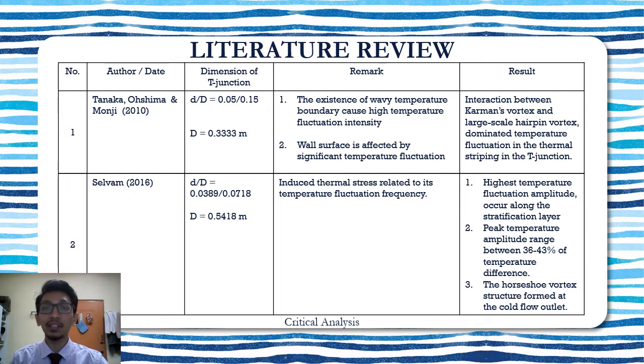The first is by Tanaka, Oshima and Monji in 2010. Based on their studies, the fluid temperatures will indicate whether thermal striping is happening in the fluid flow. The thermal striping phenomenon is present if the graph forms a sinusoidal wave pattern, indicating abrupt increases and decreases in fluid temperatures. Secondly is a study by Selvam in 2016. Selvam's findings suggest that certain ranges of frequency of temperature fluctuation could cause adverse effects on the pipe surface, which correlates with the study done by Tanaka, Oshima and Monji.